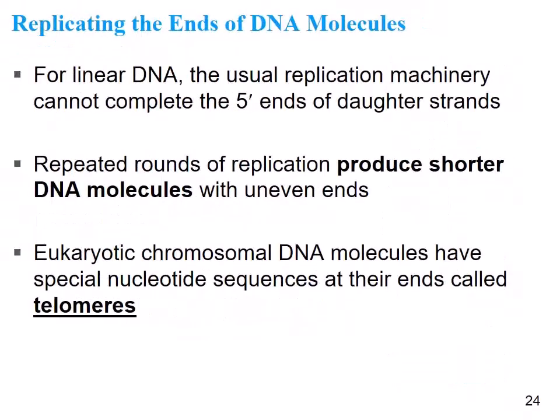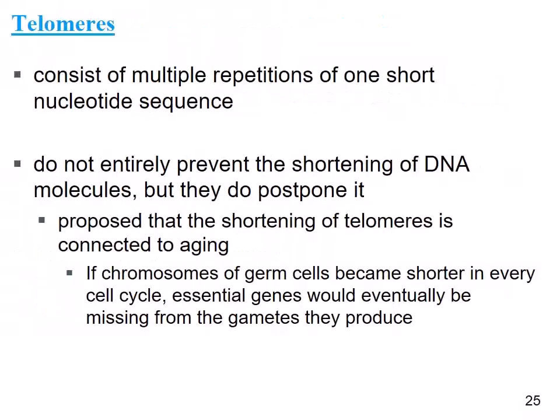Eukaryotic organisms have linear DNA molecules, and so the replication machinery can't complete the 5' end of the daughter strand, and if we keep dividing and dividing and dividing, it's going to produce shorter DNA molecules with uneven ends. However, eukaryotic chromosomal DNA molecules have special nucleotide sequences at their end that are called telomeres. So telomeres are going to be multiple repetitions of one short nucleotide sequence, and they don't entirely prevent the shortening of DNA molecules, but they do postpone it.